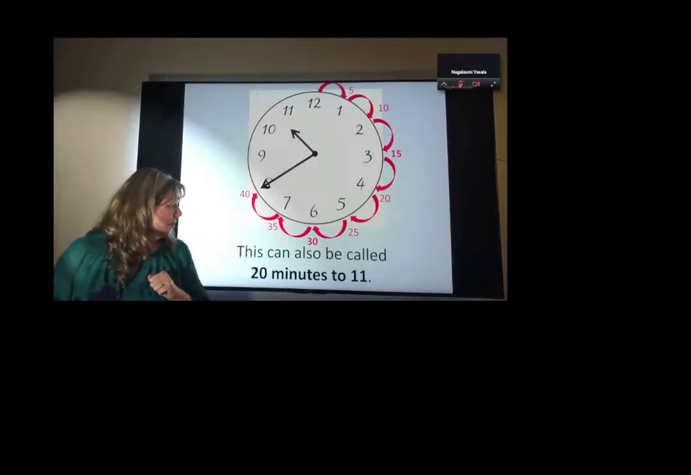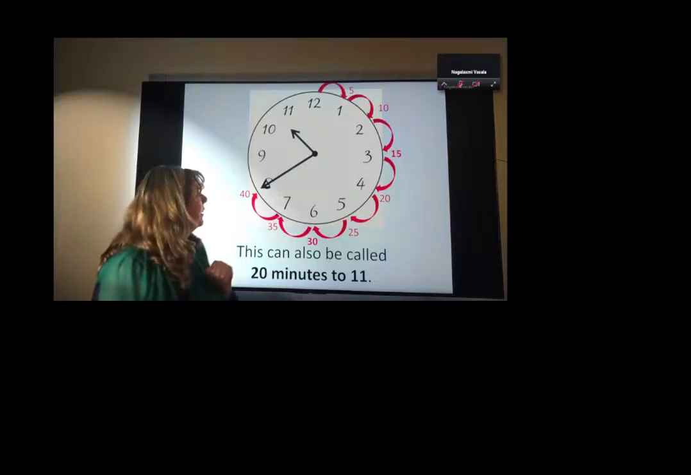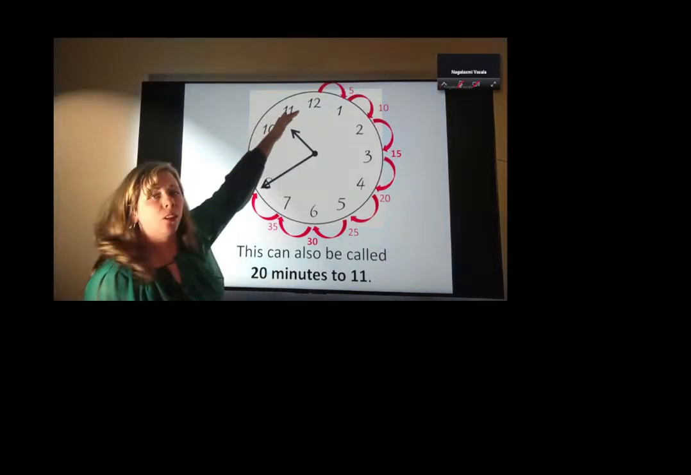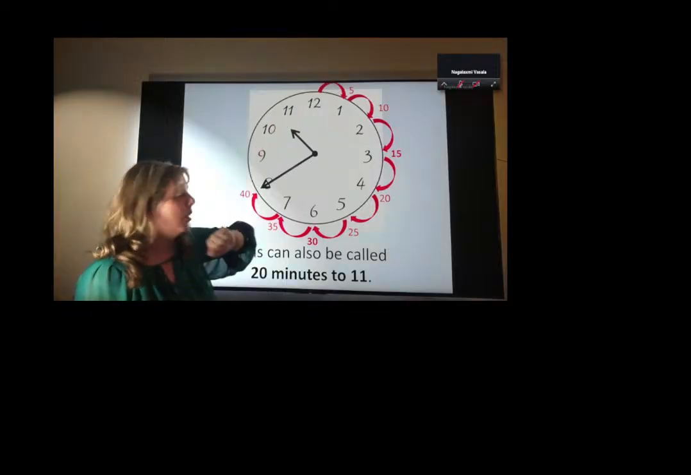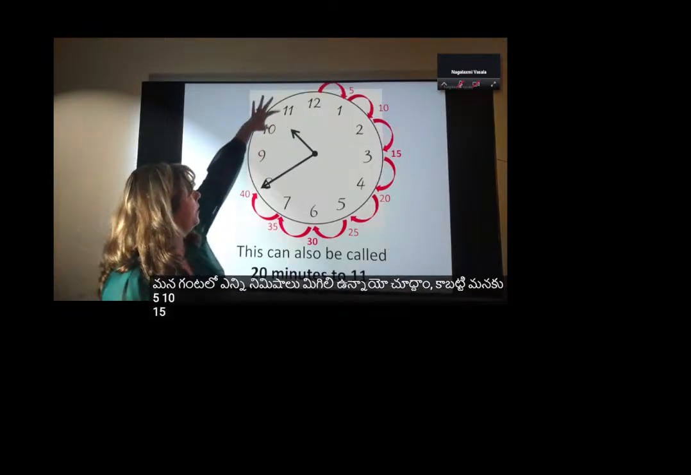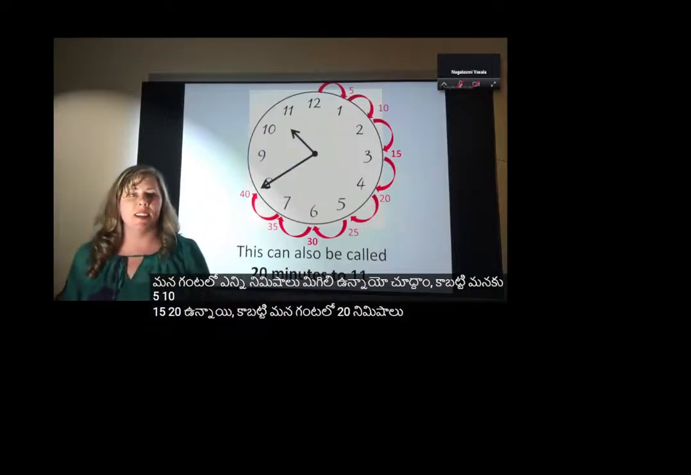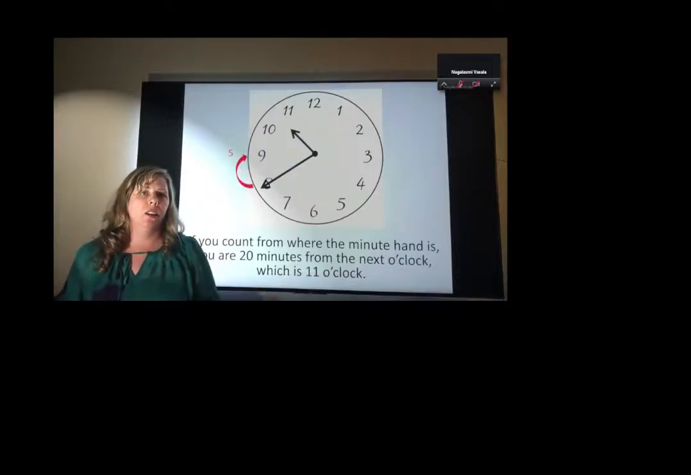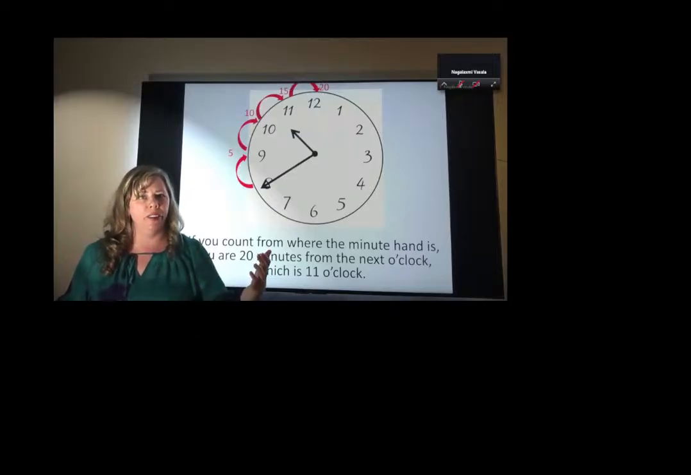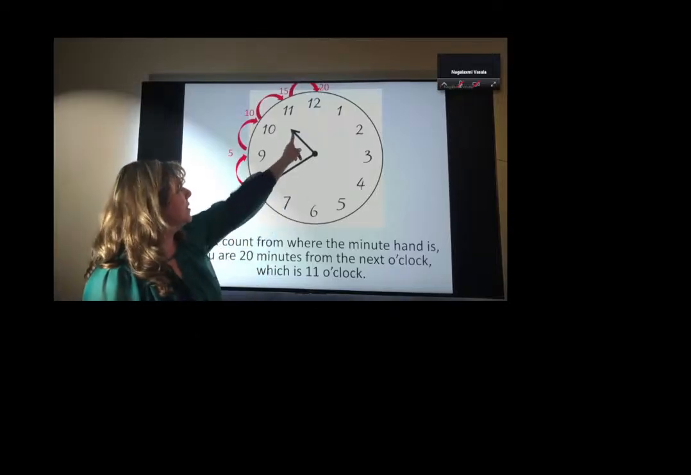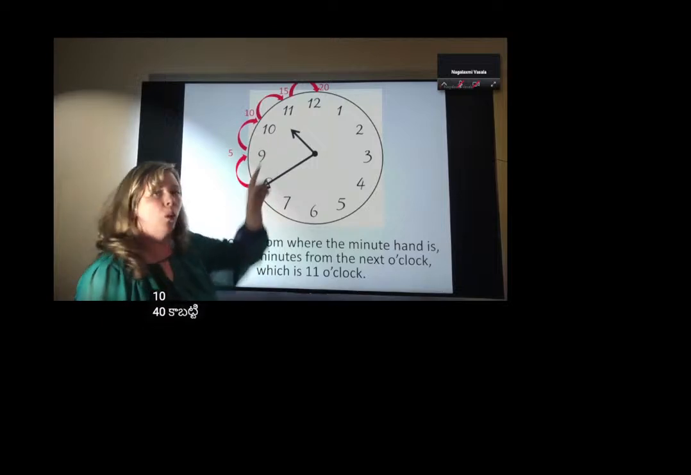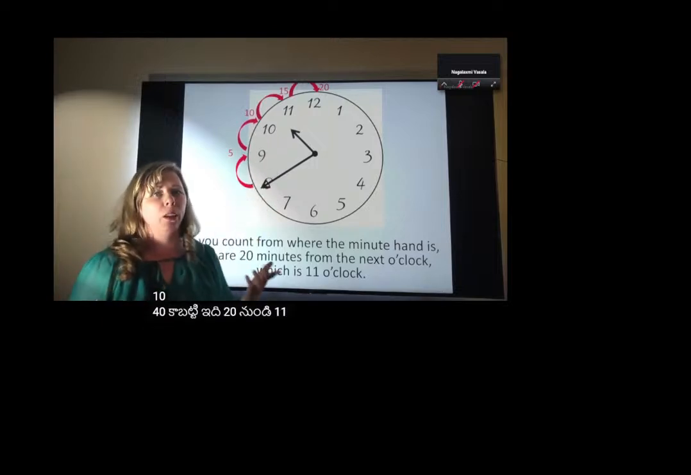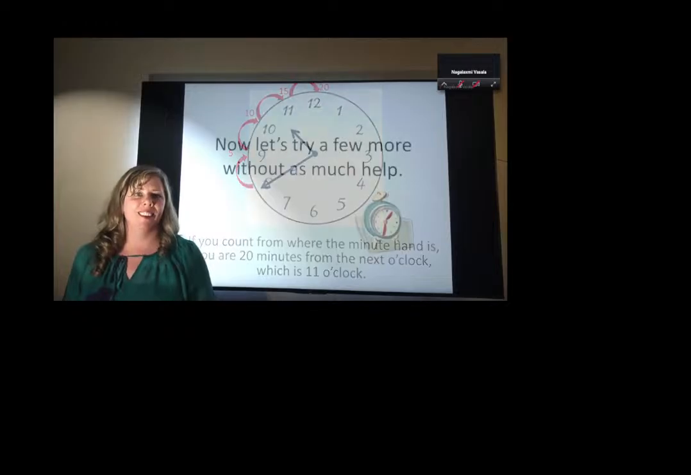Okay. Another way to look at this is we look at how many minutes are left in our hour. So we have 5, 10, 15, 20. So we have 20 minutes left in our hour. So another way to say that is it's 20 minutes till the next hour. So since the time is 10:40, it's 20 till 11, 20 minutes till the next hour.